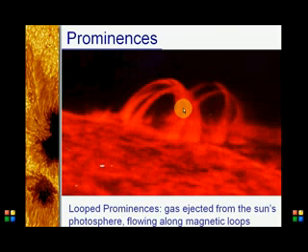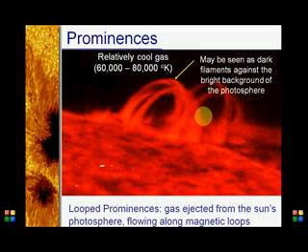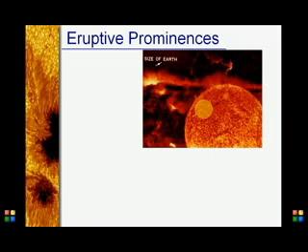Loops, prominence is gas ejected from the sun's photosphere flowing along magnetic loops. Relatively cool gas, 60,000 to 80,000 kelvins, and they may be seen as dark filaments against the bright background of the photosphere.